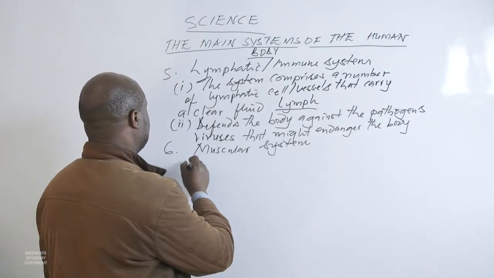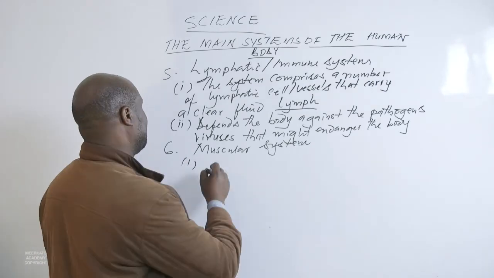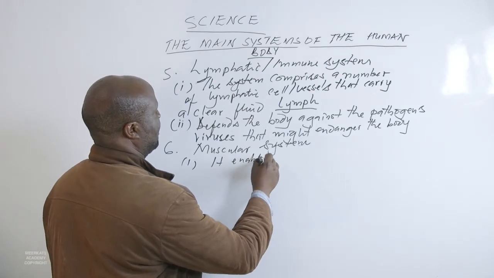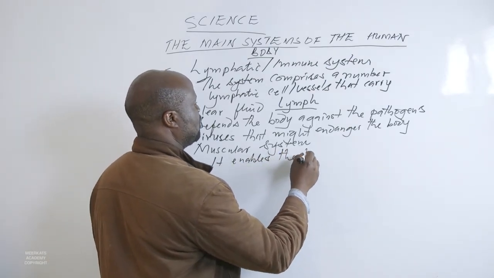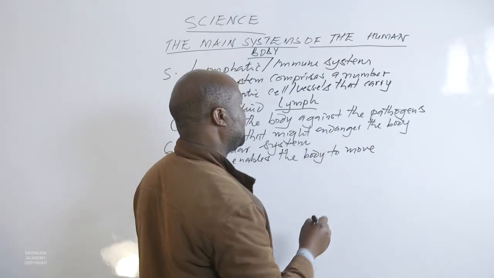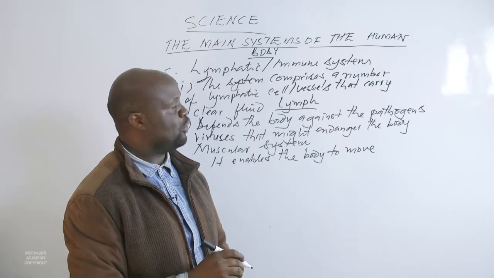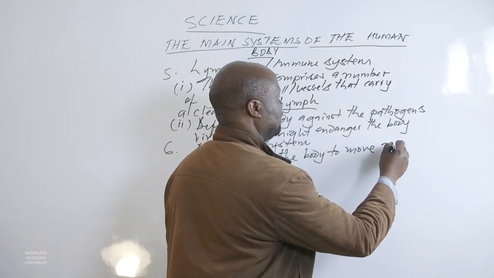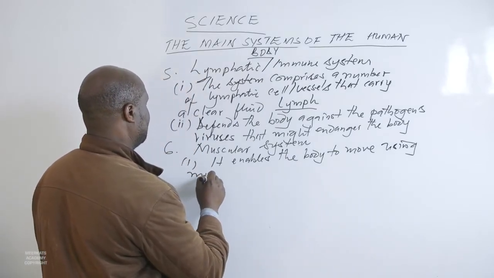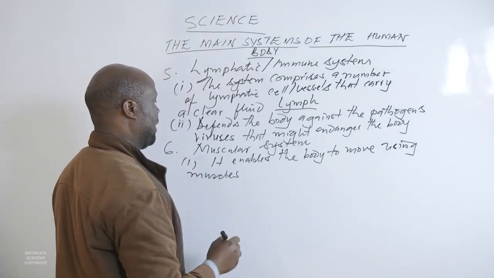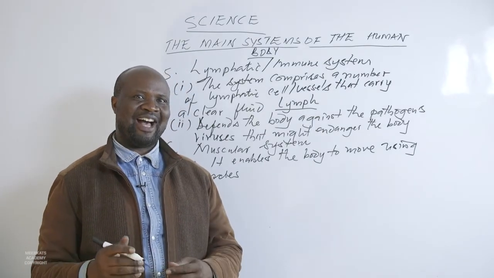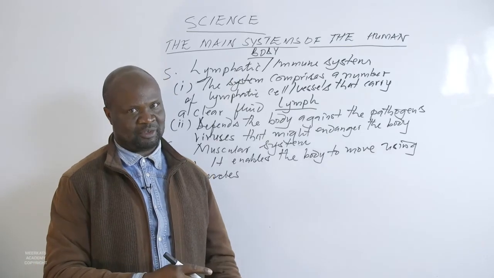One, the first function of the muscular system: it enables the body to move using muscles. Yes, the body will move, but it will only move under the assistance of muscles.